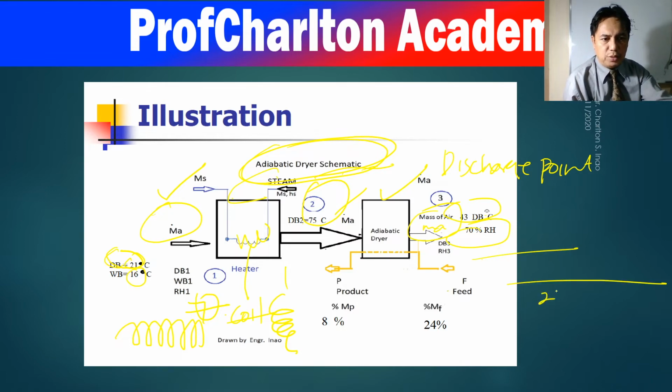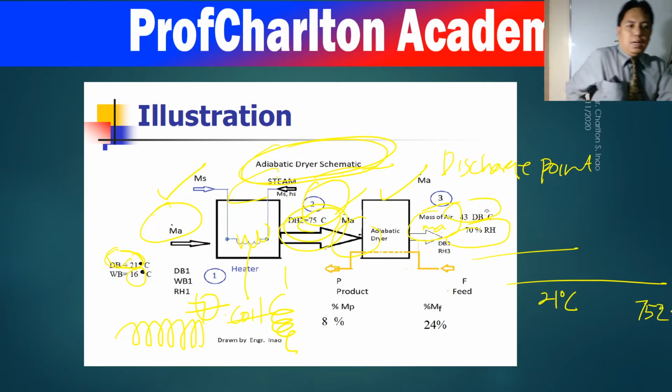So first we have 21 degrees centigrade. Then after that, it was heated to here. Look at this: 75. So it's very hot, 75 degrees, because it comes from the heater, right?